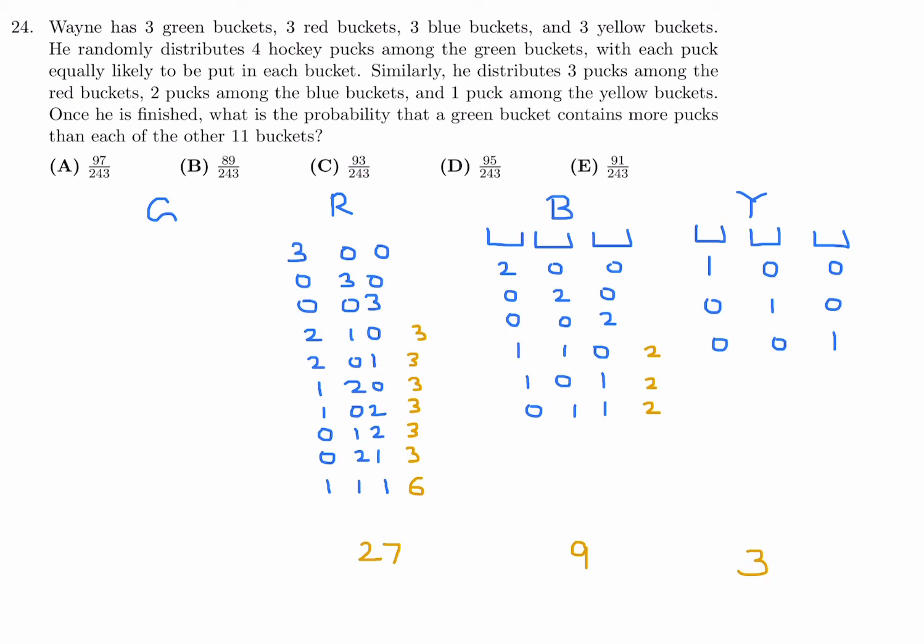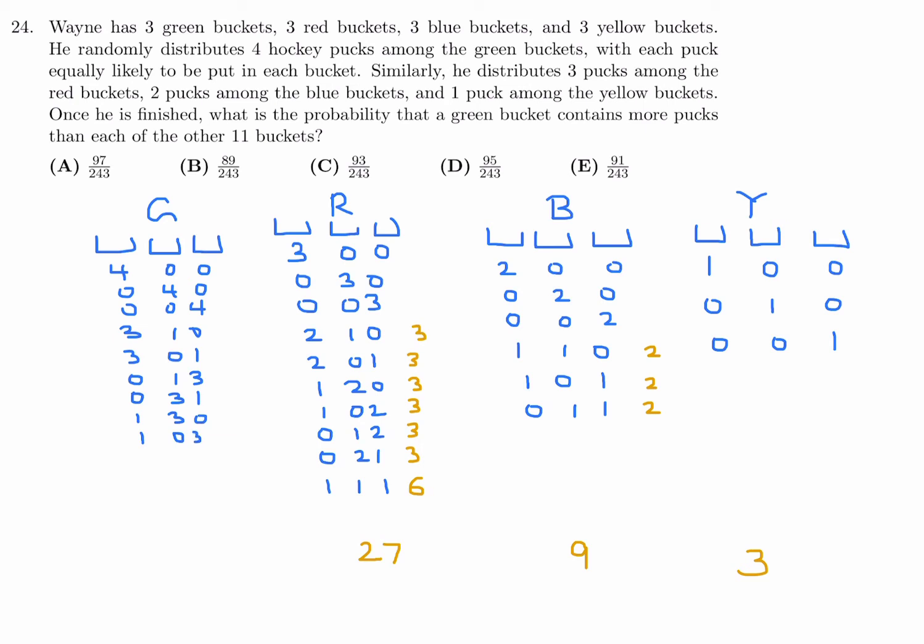And now we got the last one. 4 hockey pucks go into the green buckets, those 3 green buckets. So what are our possible ways of doing that? Well, you can have 4, 0, 0, 0, 4, 0, 0, 0, 4. Or you can have 3 and 1. So 3, 1, 0, 3, 0, 1, 0, 1, 3, 0, 3, 1, 1, 3, 0, 1, 0, 3. Or you can have 2, 1, 1. So 2, 1, 1, 1, 2, 1, or 1, 1, 2. Or you can have 2, 2, and 0. 2, 2, 0, 2, 0, 2, and 0, 2, 2.